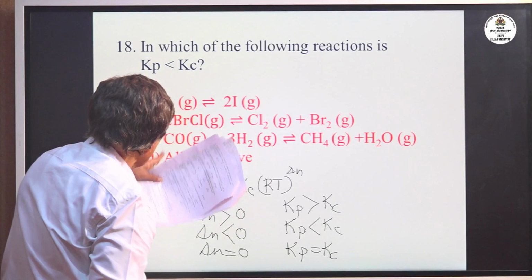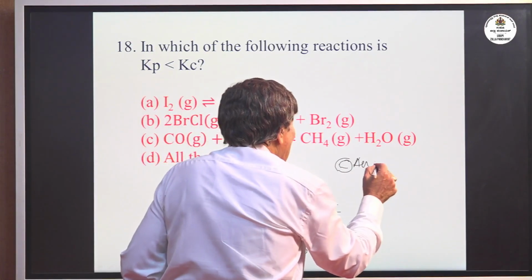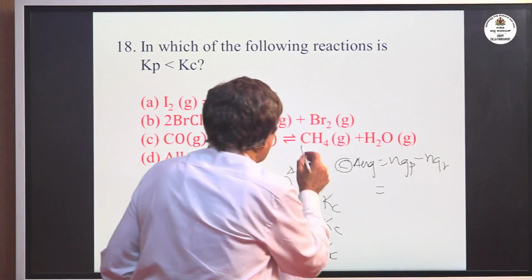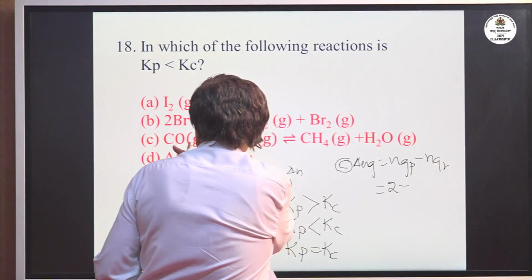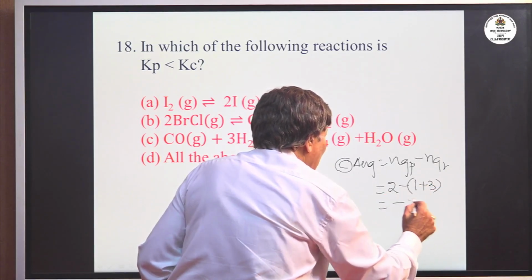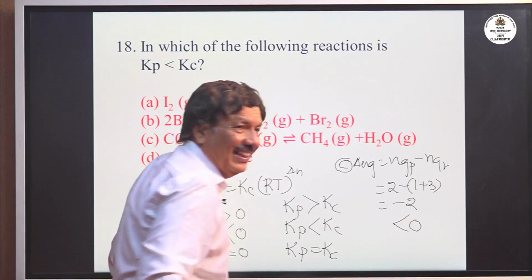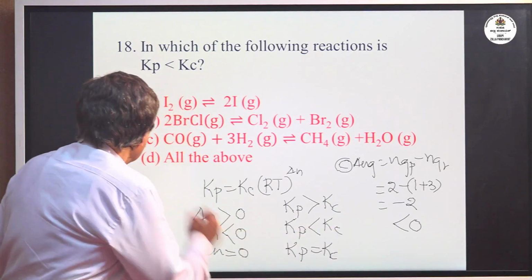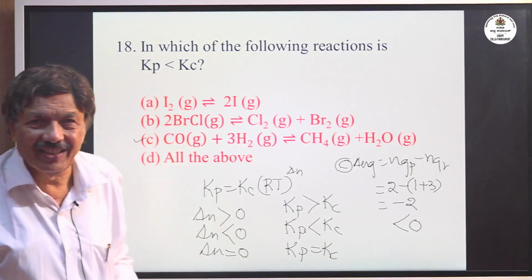So in this option 3, option C, what is delta Ng? Ngp minus Ngr. Ngp is how much? Gas 1 plus 1, 2. Minus R, reactant, how much? 1 plus 3, 4. So delta Ng is minus 2. Minus 2 means it is less than 0, isn't it? So Kp is less than Kc. It is option C. You have to calculate delta Ng. Okay, that's a simple one.